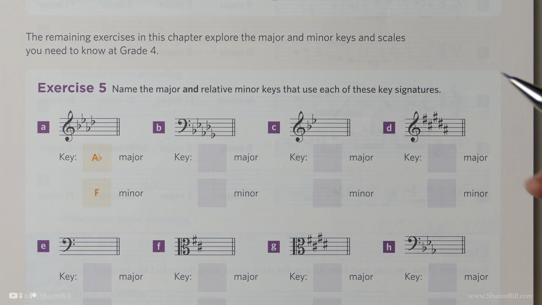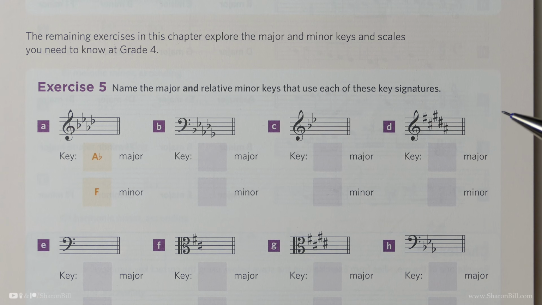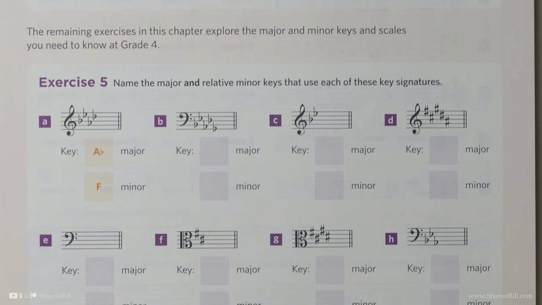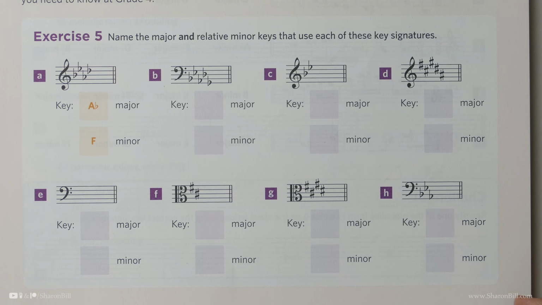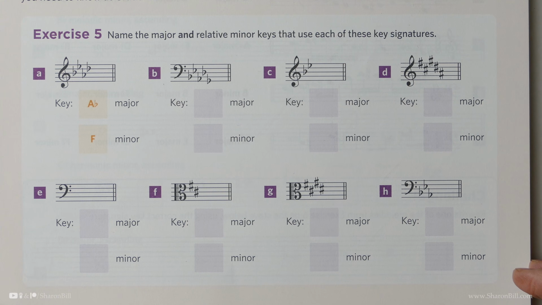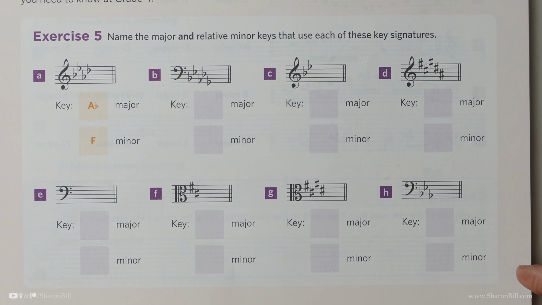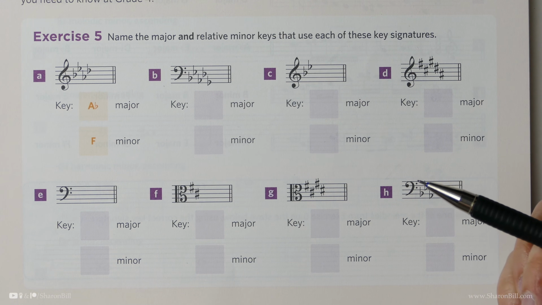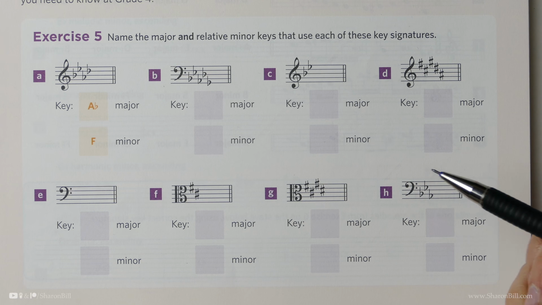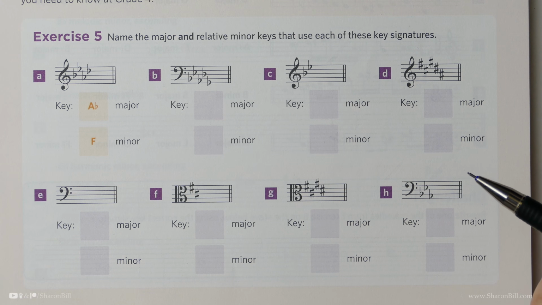So now we move on to exercise 5, where we get some revision on all of the key signatures and scales that we've come to through grades 1, 2 and 3, up to and including everything we've done in grade 4. So that's going to be all of our major keys, all of our minor keys.